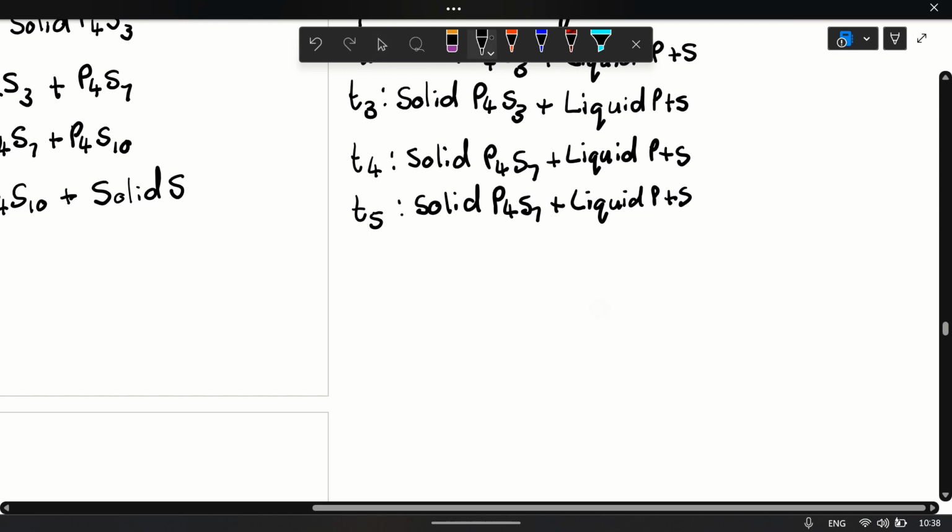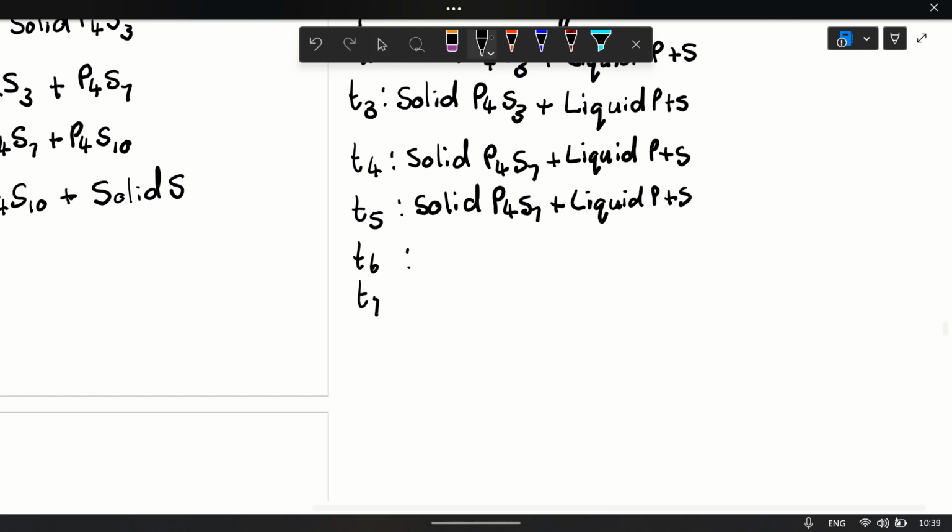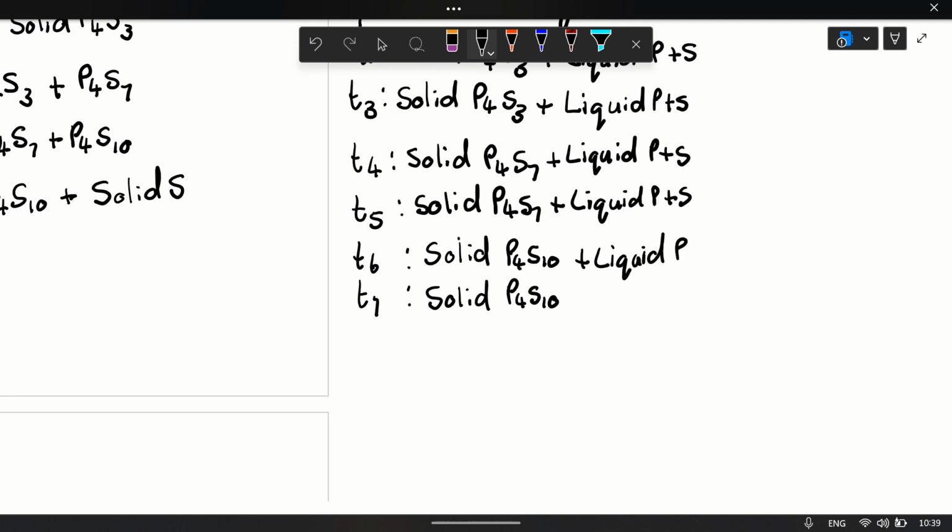Anyway, then the same goes for T6 and T7. What do we expect? It's to the left and the right of the line compound P4S10, so we will have solid P4S10, right, plus liquid phosphorus and sulfur.